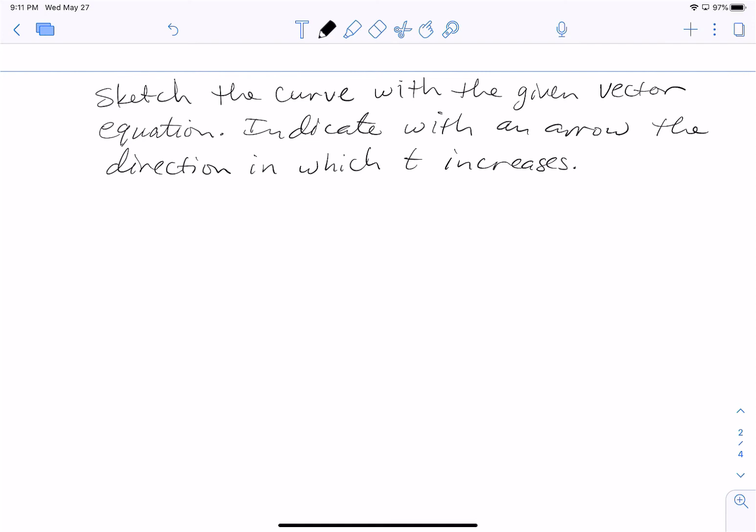Sketch a curve with the given vector equation and indicate with an arrow the direction in which t increases. Our equation is the vector function r of t is equal to 2 times the cosine of t i plus 2 times the sine of t j plus k.